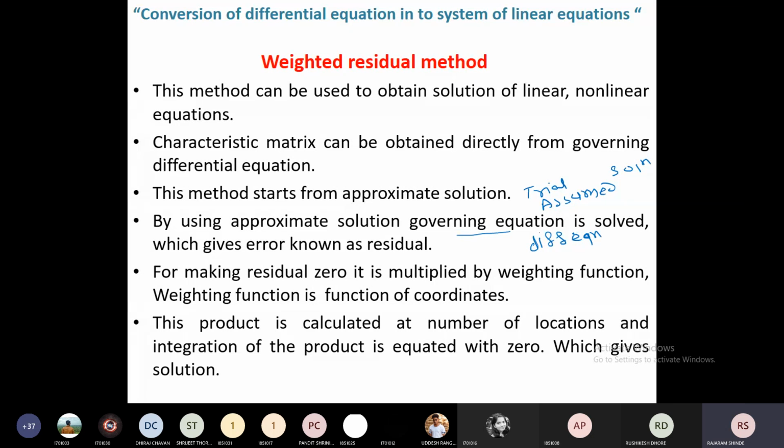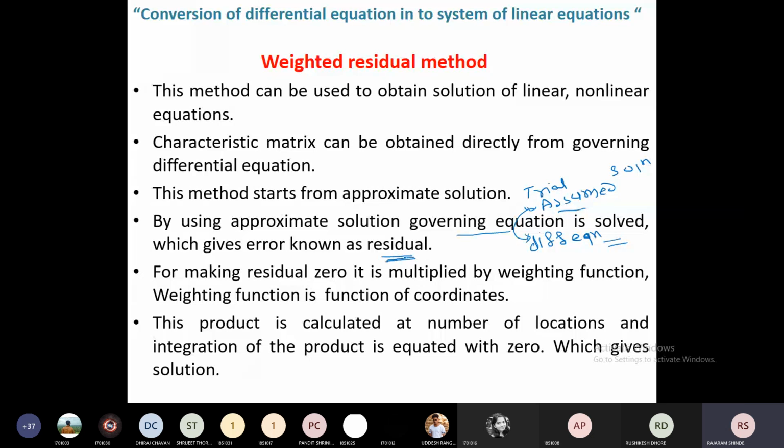You put this trial solution in the governing differential equation. Now, this is your assumed solution. This is not the correct solution; this is an approximate solution. When we put this in the differential equation, it will not be solved. It will give some error. That error is known as residual.